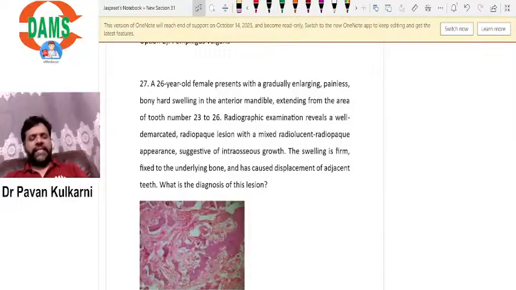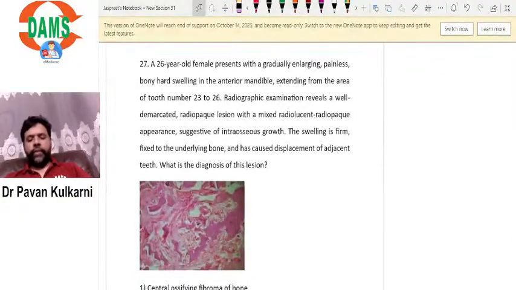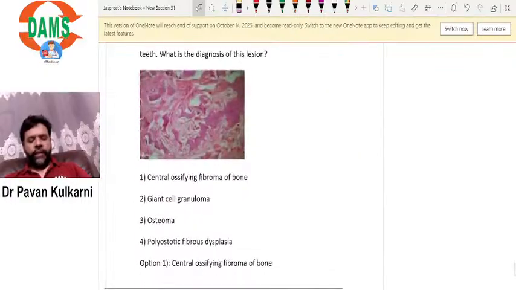A 26-year-old female presents with a gradually enlarging, painless, bony hard swelling in the anterior mandible, extending from the area of tooth number 22 to 26. Radiographic examination reveals a well-demarcated lesion with a mixed radiolucent radio-opaque appearance, suggestive of intraosseous growth. The swelling is firm, fixed to underlying bone and has caused displacement of the adjacent teeth. What will be the probable diagnosis?